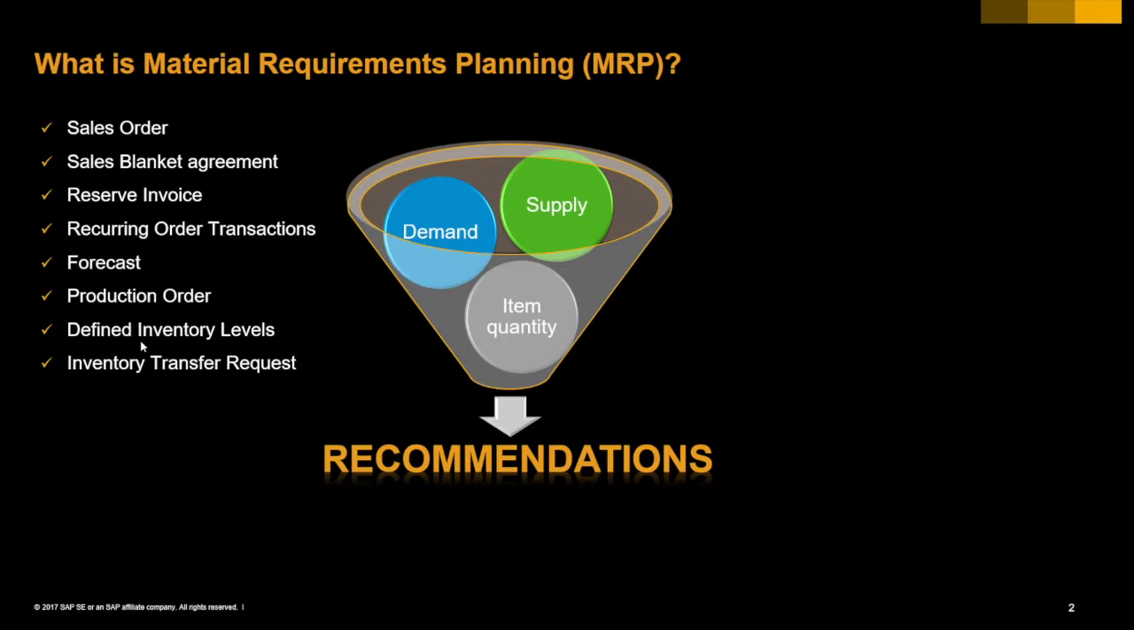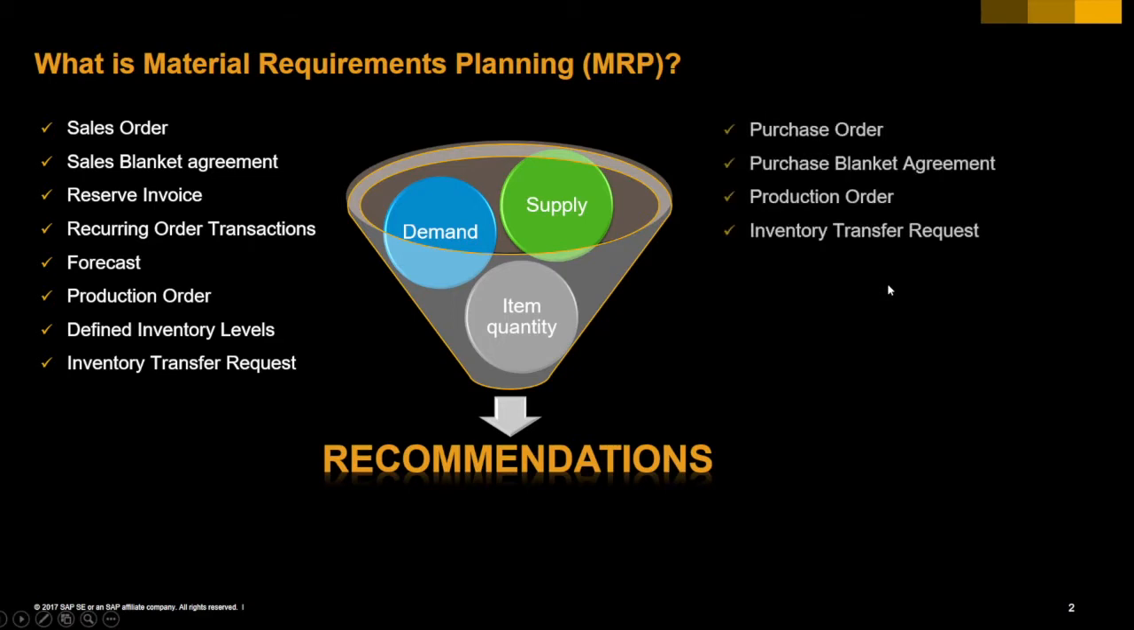So the next step is supply. These are obviously the entries or the documents that offset that demand that already exists in the system. Now MRP would consider those supplies as part of its calculation, so it won't over purchase or overproduce any particular item. So we have some examples here of purchase orders that haven't been delivered yet, or production orders that haven't been completed yet either.